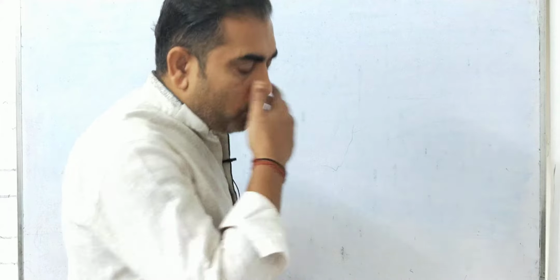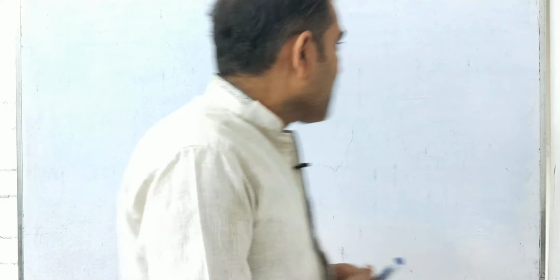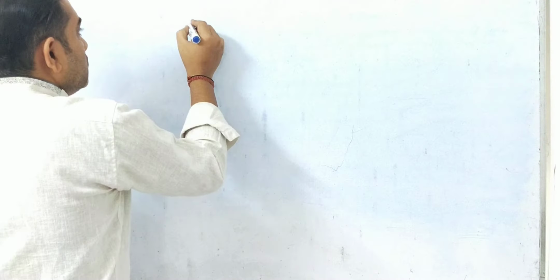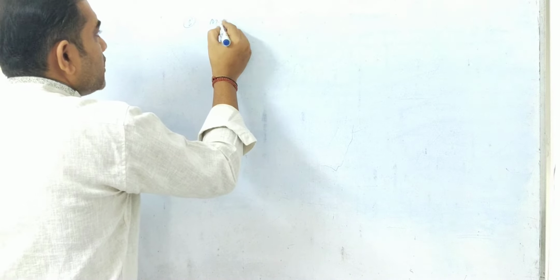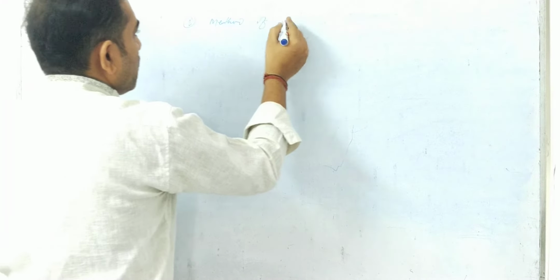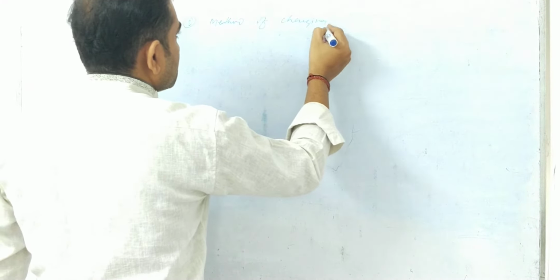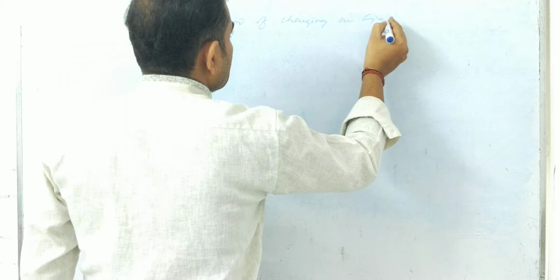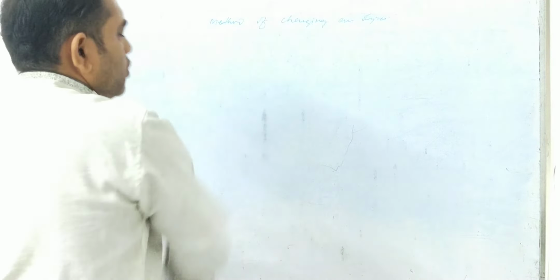So in the last video we understood static electricity, charged objects, and uncharged objects. Today, first of all, we will learn the methods of charging an object. So there are three methods to charge an object.